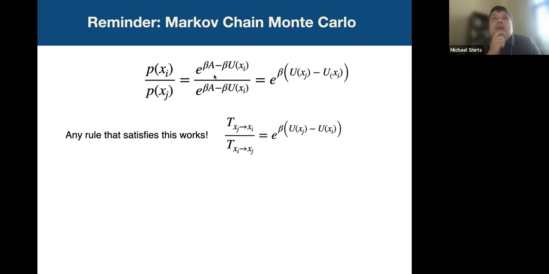Can I elaborate how algorithms can break detailed balance and still maintain the right ensemble distribution?